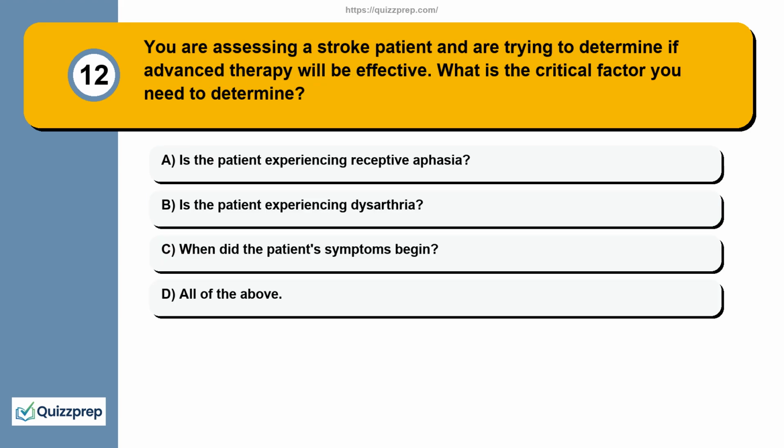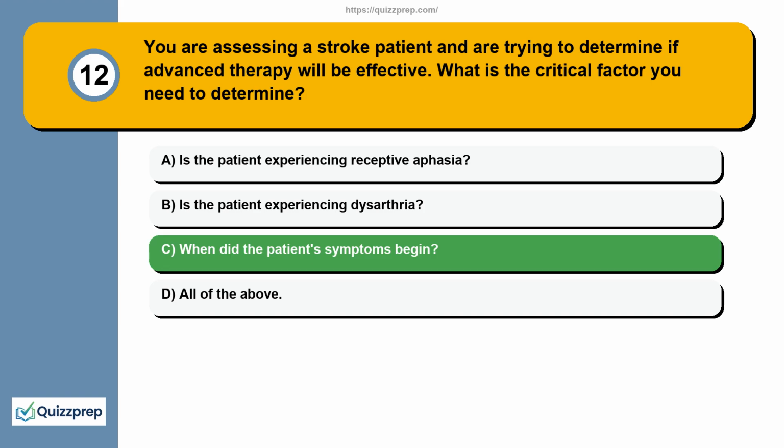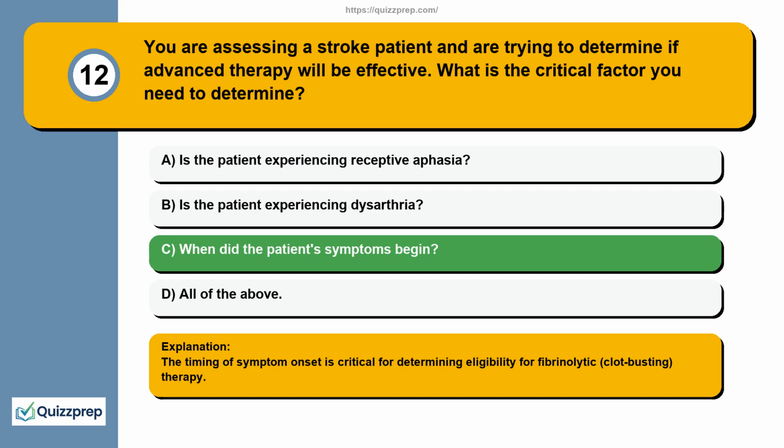Question 12. You are assessing a stroke patient and are trying to determine if advanced therapy will be effective. What is the critical factor you need to determine? Is the patient experiencing receptive aphasia? Is the patient experiencing dysarthria? When did the patient's symptoms begin? All of the above. The timing of symptom onset is critical for determining eligibility for fibrinolytic, clot-busting, therapy.